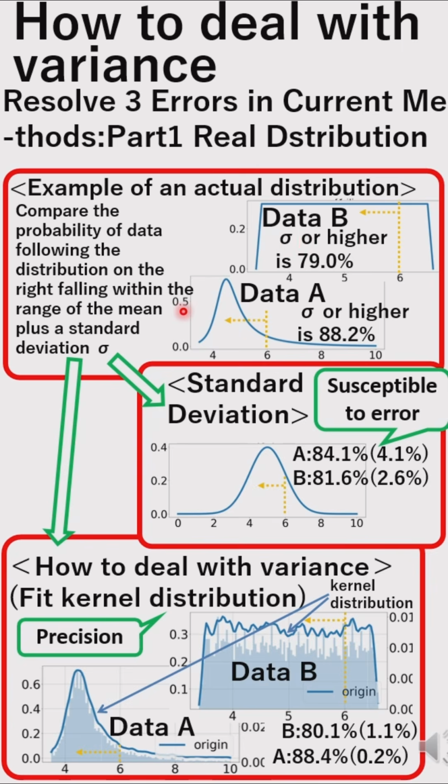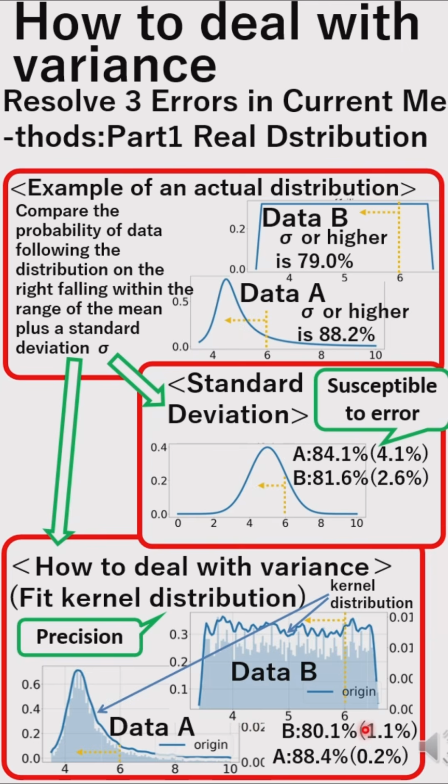The true probabilities above mean plus sigma in the generated data were A, 88.2%, B, 79.0%. When assuming a normal distribution and calculating only from mean and standard deviation, A became 84.1%, B became 81.6%. This produced errors of 4.1% and 2.6%. When using kernel distributions instead, A became 88.4%, B became 80.1%. The errors were reduced to only 0.2% and 1.1%.